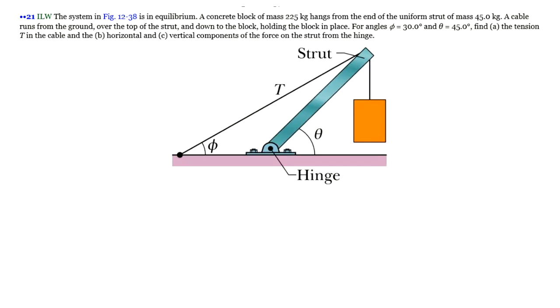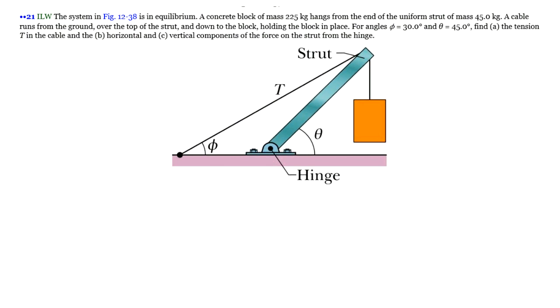Okay, so let's work on this one. We have a system here in equilibrium. We have a concrete block of mass 225 kilograms that hangs from the end of the uniform strut of a mass of 45 kilograms. A cable runs from the ground over the top of the strut and down to the block, holding the block in place. All right, this would be too hard to draw on our own, I think. I'm glad we have the picture.